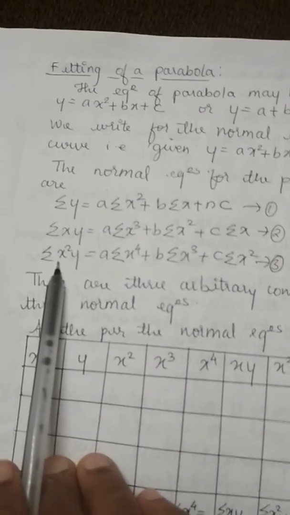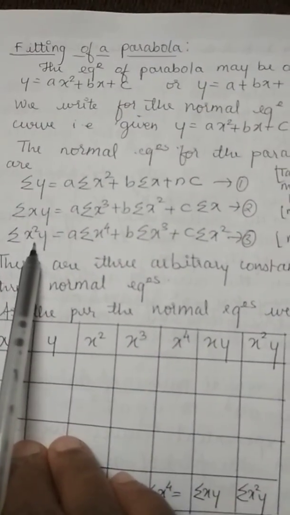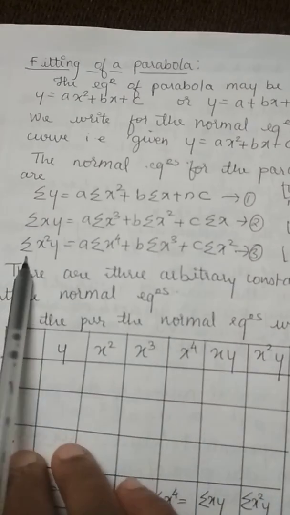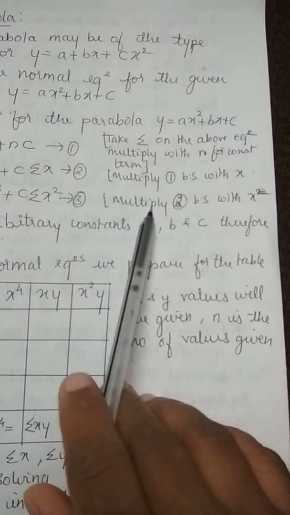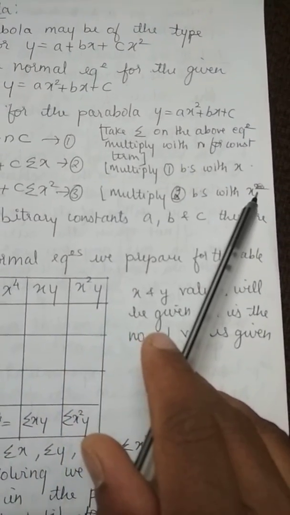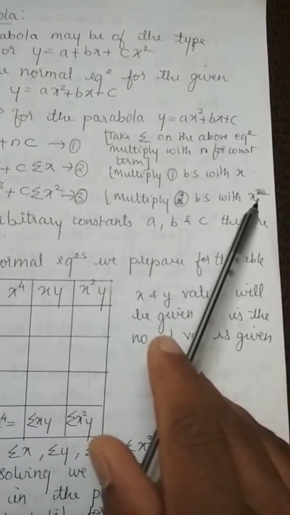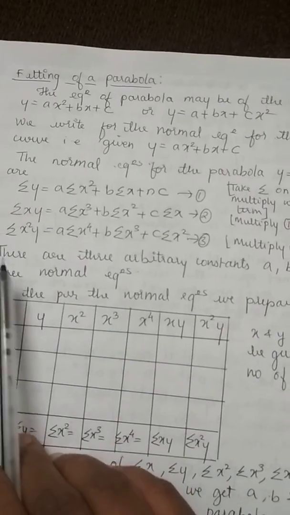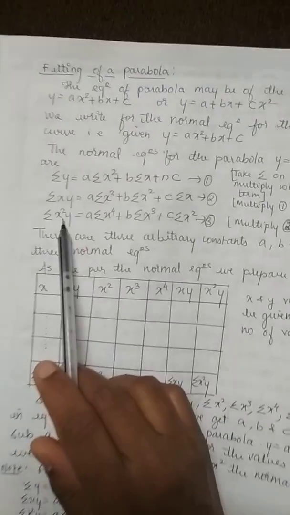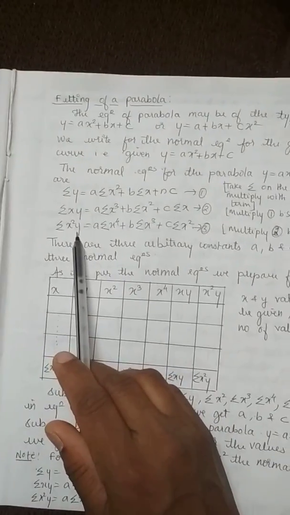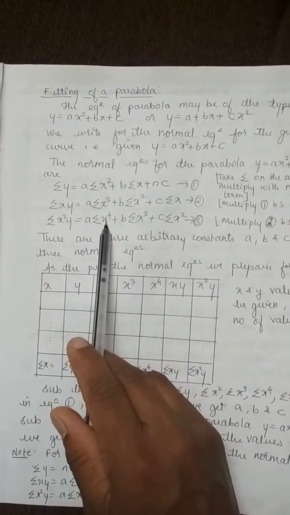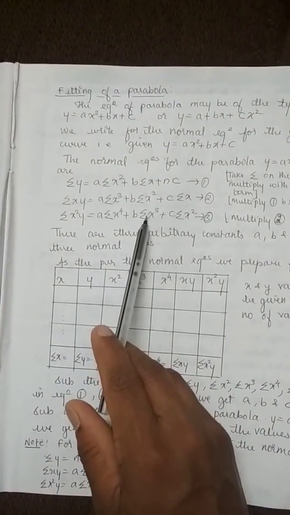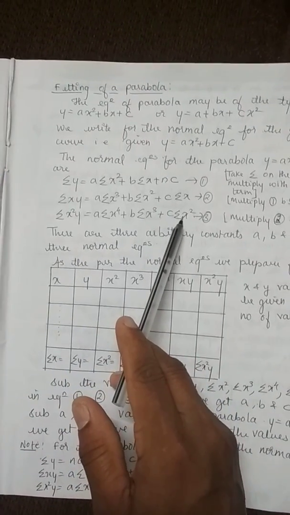The third normal equation is summation x square y. Just multiply equation 2 by x on both sides. Here there is a correction done in the notes. I have written multiply equation 2 by x square. It is not x square, it is x. So just make a change over here and multiply equation 2 by x. So we'll get here summation x square y equals a into summation x raised to 4. X cube will become x raised to 4, x square will become x cube and x will become x square.